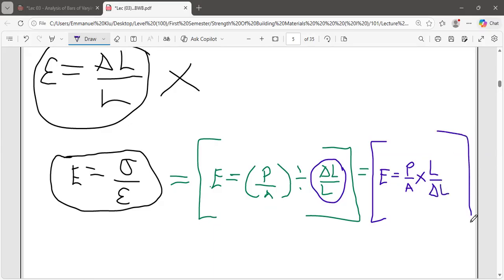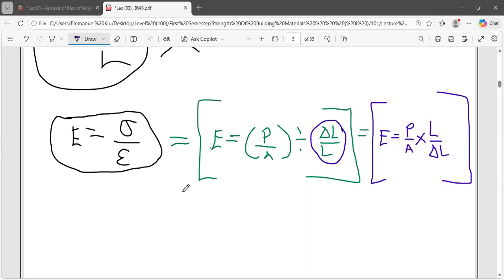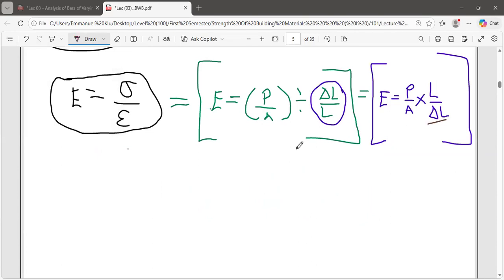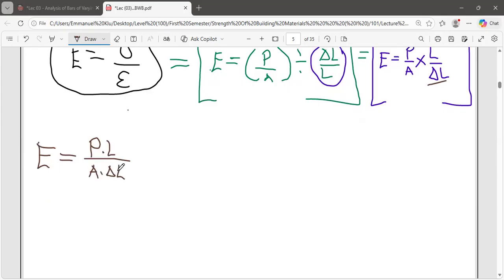So finally, you see where we have gotten to. We are still trying to derive a formula. Finally, if I want to make the change in length the subject, what can we do over here? Realize that we now have E is equal to PL all over A multiplying the change in length. A multiplying the change in length.